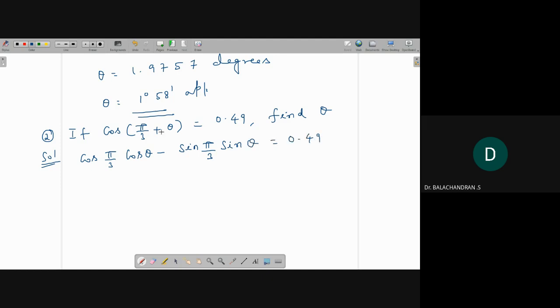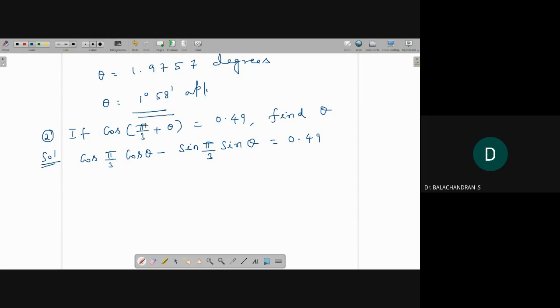Okay, before that, what is cos pi by 3? Half. Cos pi by 3 is 1 by 2, which is 0.5. But here you have 0.49. So that implies theta is very small. Theta approaches 0.